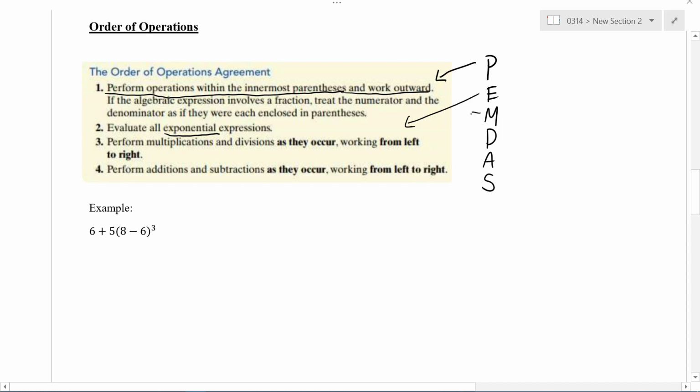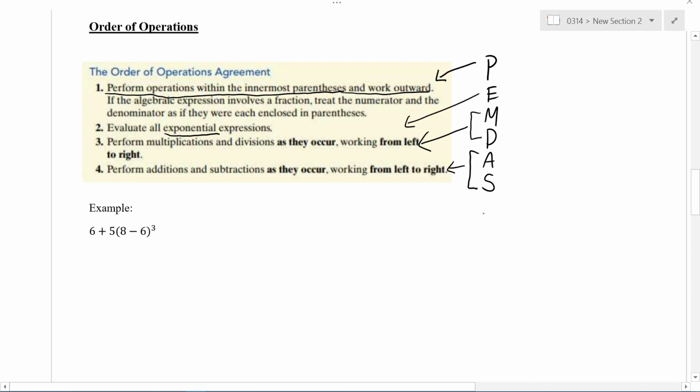Okay. The M and the D are actually performed at the same time. We perform them as they occur from left to right, but that's step 3. So we have to do parentheses first, exponents next, and then any multiplication and division comes third. The very last thing that we do, the 4th order of operation, is any addition and subtraction as they appear from left to right. So we have to make sure that we do the operations in this agreed upon order.